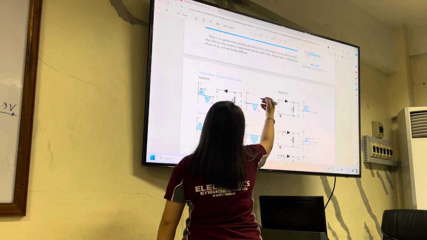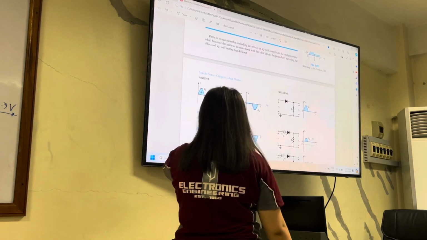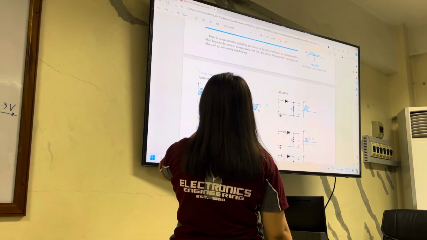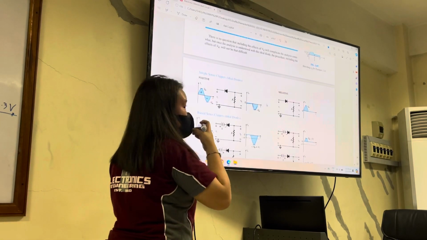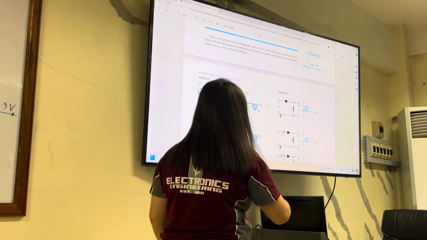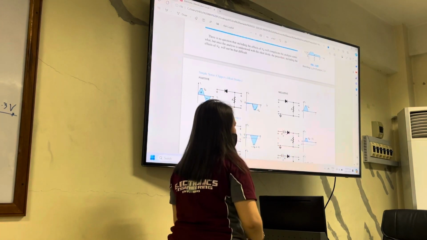Output equals input. Okay, the output is equal to the input voltage. But the value is negative. It's a negative value, because you're doing a graph here. The peak is negative. Okay.